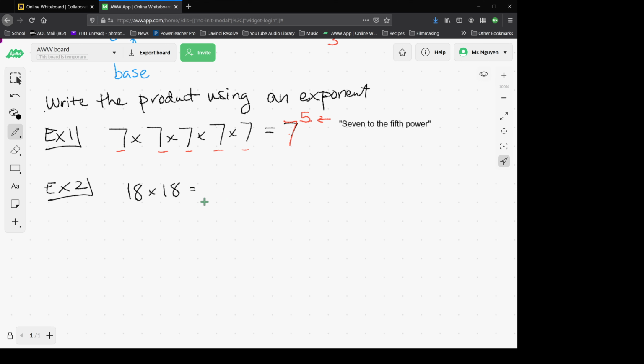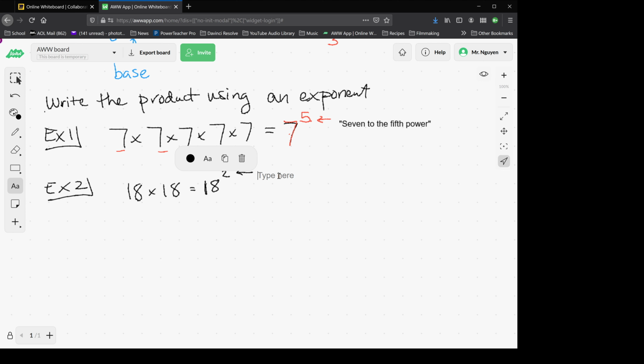Okay. So how many times is 18 being multiplied? Twice. What are you multiplying? 18, obviously. So it's 18 to the second power. You could say the same thing, 18 to the second power, but the proper way of saying this, the special way of saying this, is 18 squared. And we're going to talk a lot about squaring in a little bit.